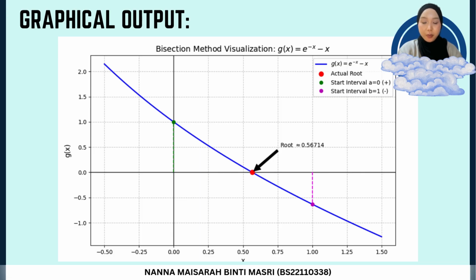The intersection point, the point where the curve intersects the x-axis, is our root. Visually, we can confirm that this intersection happens exactly between 0.5 and 0.6, which perfectly matches my calculated result of 0.5781. This graphical evidence validates the accuracy of the bisection method.